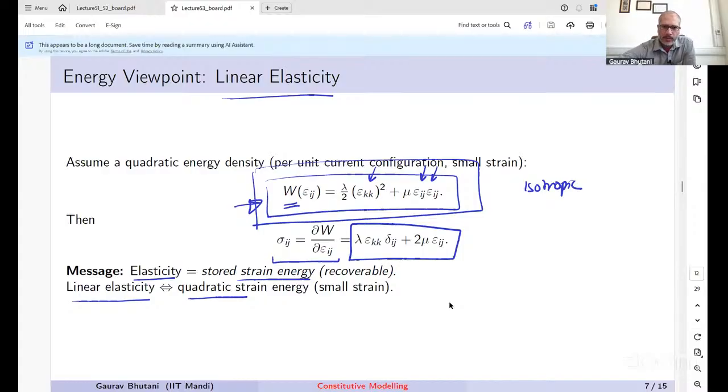There was one question here regarding the derivative. The question was that if you take the derivative of the first term on the right hand side with respect to epsilon ij, then you basically get an expression with the partial derivative of epsilon kk with respect to epsilon ij. How does that become equal to delta ij? So I can quickly show that.